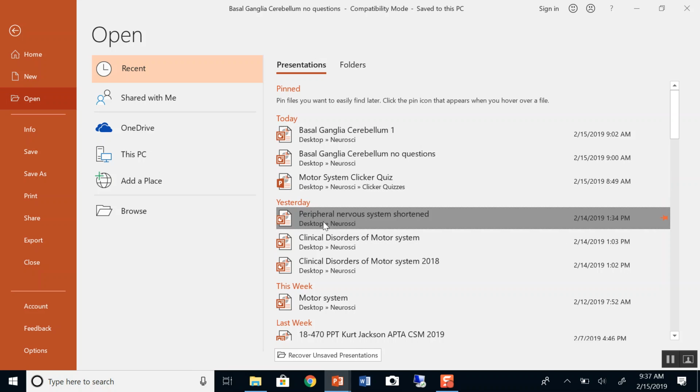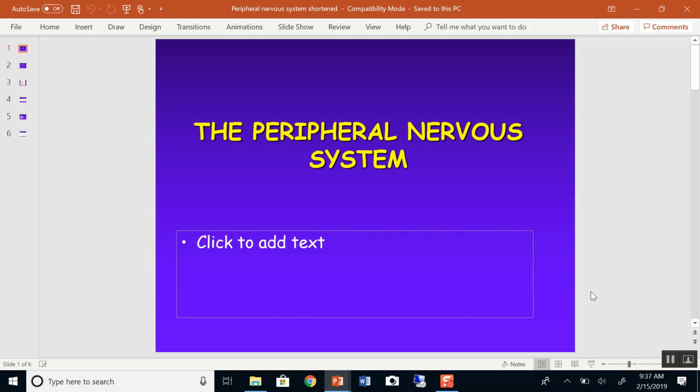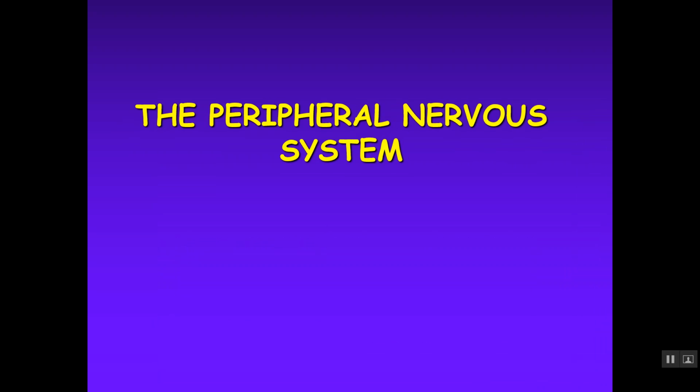Let's see, peripheral. So we're moving on real quick to peripheral nervous system disorders, or just the peripheral nervous system, which you guys learned in anatomy. You got all those spinal nerves and brachial plexus and lumbar plexus. I'm not going to have diagrams of the brachial plexus or lumbar plexus coming up, so don't worry about that.